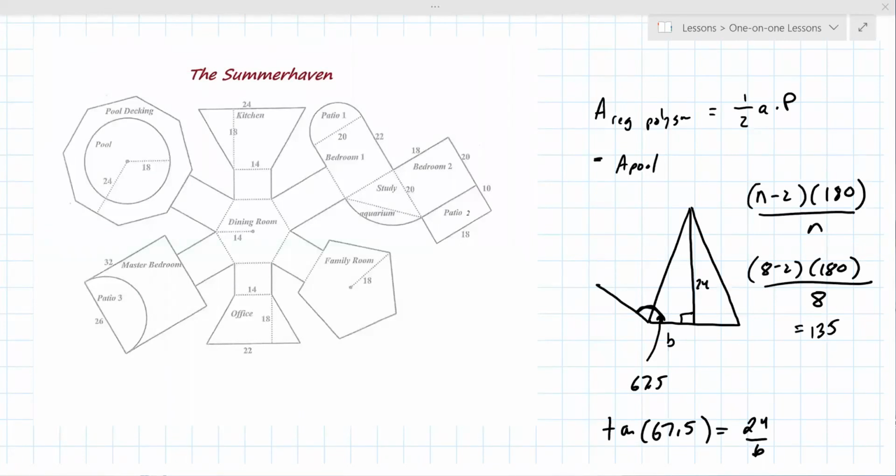So the area is 1/2 times, and then the base one could be either 14 or 22. We'll just say 14 plus 22 times 18, and we'll get that number here for you. 1/2 times 14 plus 22 times 18 is 324 feet squared.